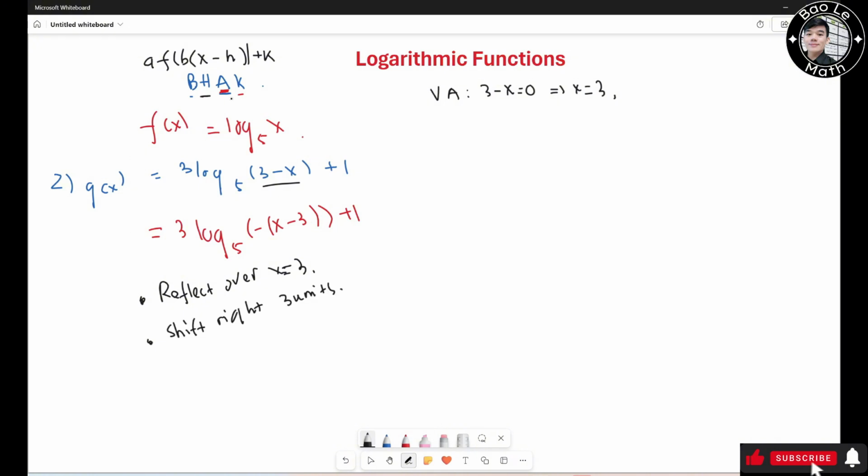Now next one, we talk about the vertical dilation right here. So vertical dilation by a factor of 3. And the last one, we talk about k right here. k equals 1, right? So this is a vertical shift by 1.